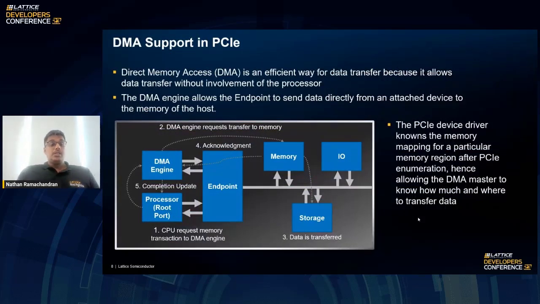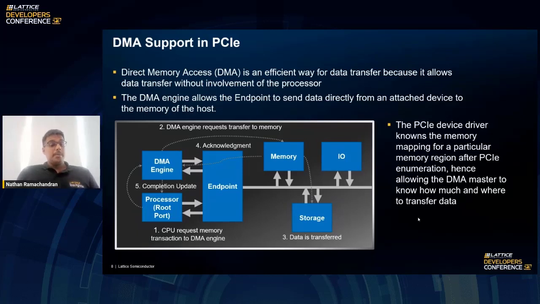Okay, since I've introduced DMA, let me briefly talk about DMA support in PCIe and how important it is. So DMA, or direct memory access, is an efficient way for data transfer because it allows data transfer without the involvement of the processor. Okay, the operation is shown in this diagram. So in short, the DMA engine actually allows the endpoint to send data directly from an attached device to the memory of the host without the processor taking part. So how is this done?